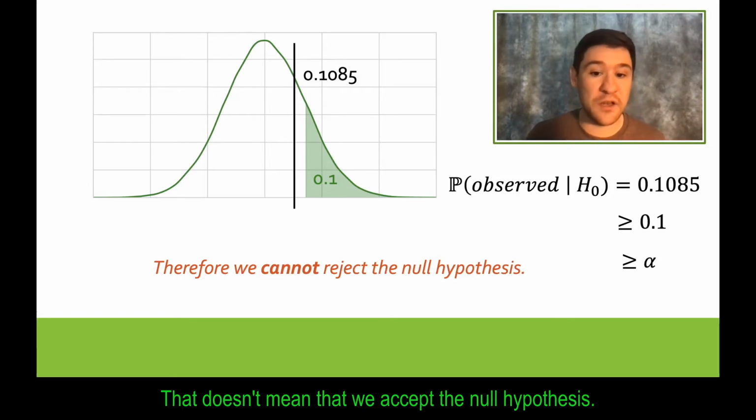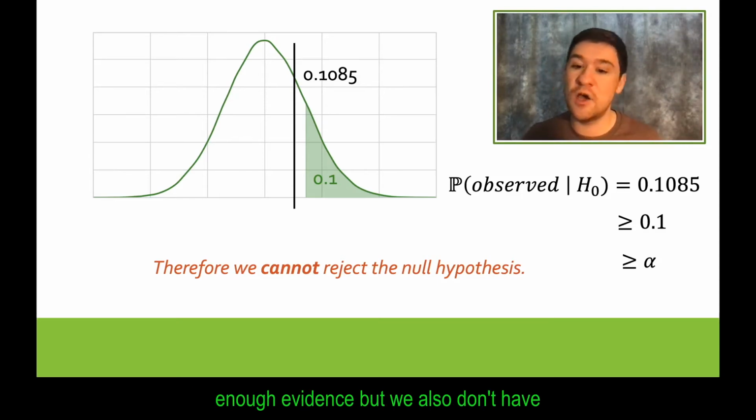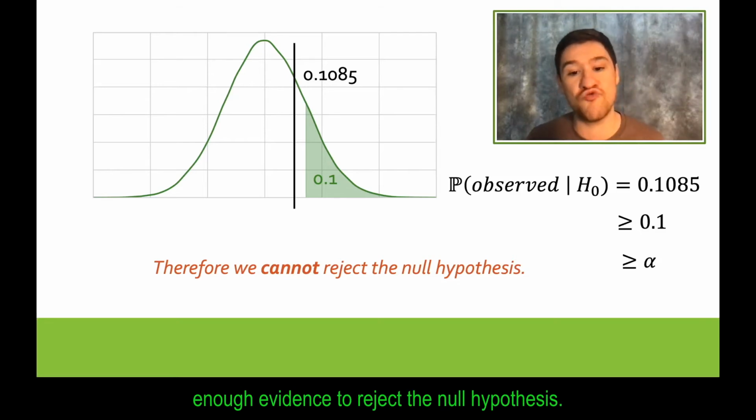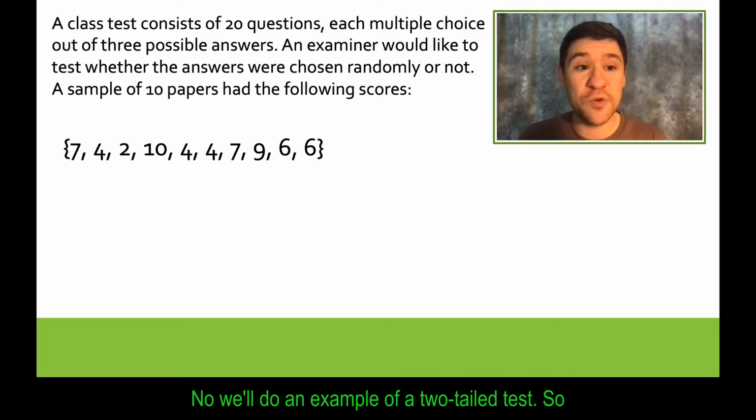That doesn't mean that we accept the null hypothesis. We can't accept the null hypothesis, we don't have enough evidence for that, but we also don't have enough evidence to reject the null hypothesis. Now we'll do an example of a two-tailed test.